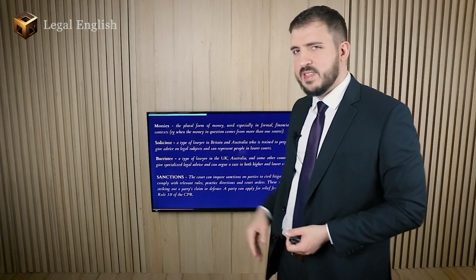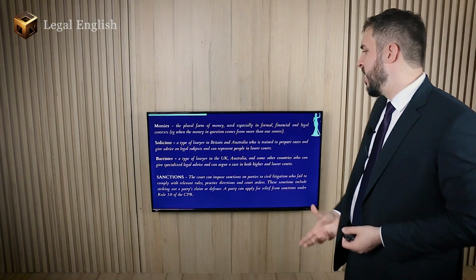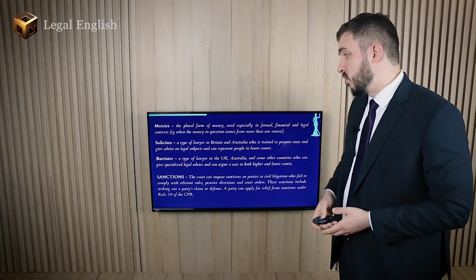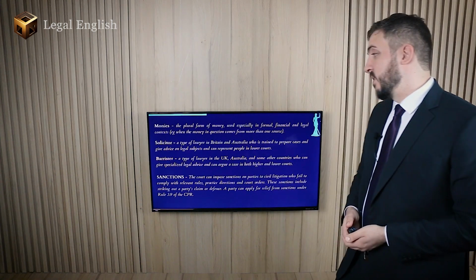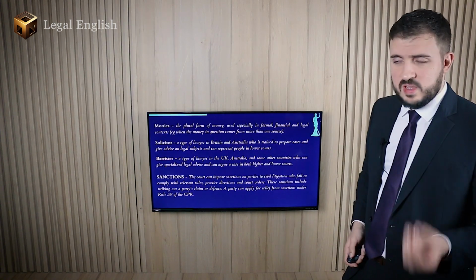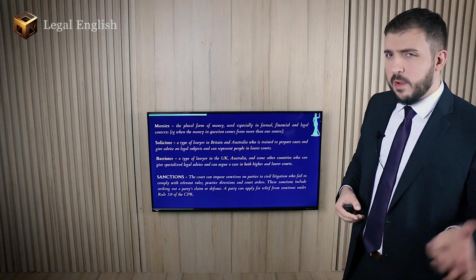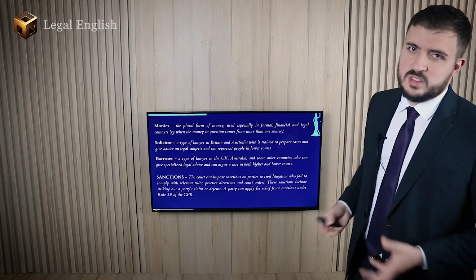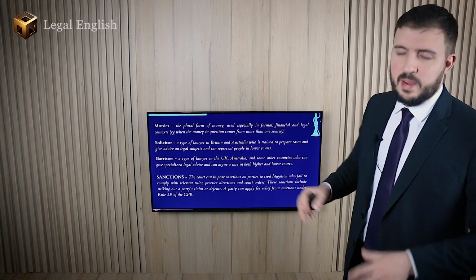Monies, written like this, being the plural of money, refers to the idea of damages, compensatory damages. And then, solicitor and barrister. The solicitor is a type of lawyer in Britain and Australia who represents people out of court and in lower courts, and then the barrister would be in higher and lower courts. So it's a specialized trial attorney, the barrister.